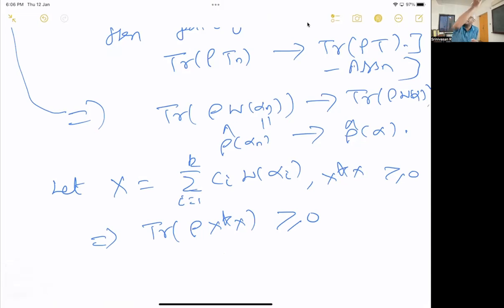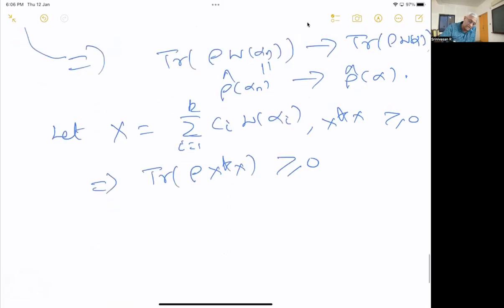I mean, that definition we have to use because that is the actual generalization of the classical probability to quantum probability. Okay? That's why. So trace of this is greater than or equal to 0. But now this is nothing but X is a summation of something. So this is equal to trace of, we can take the sum out. Trace is a linear functional. Summation Ci bar Cj, W of alpha I.